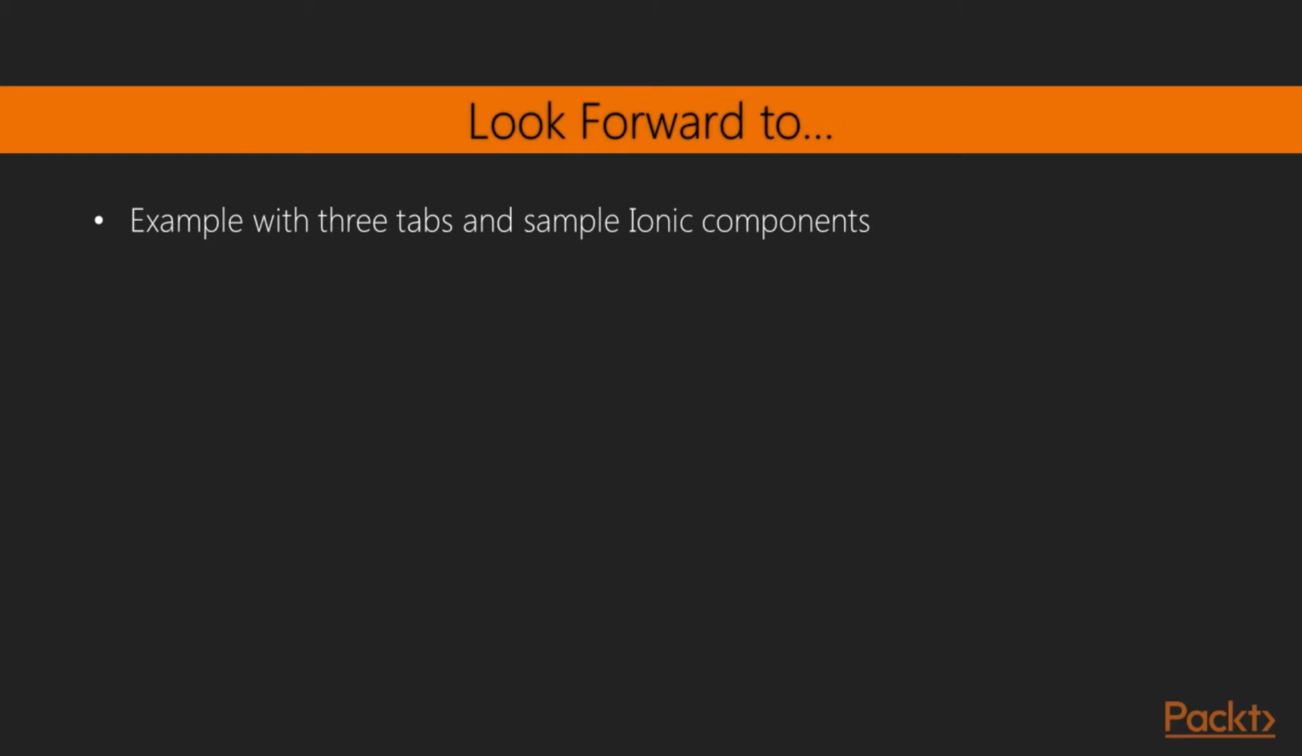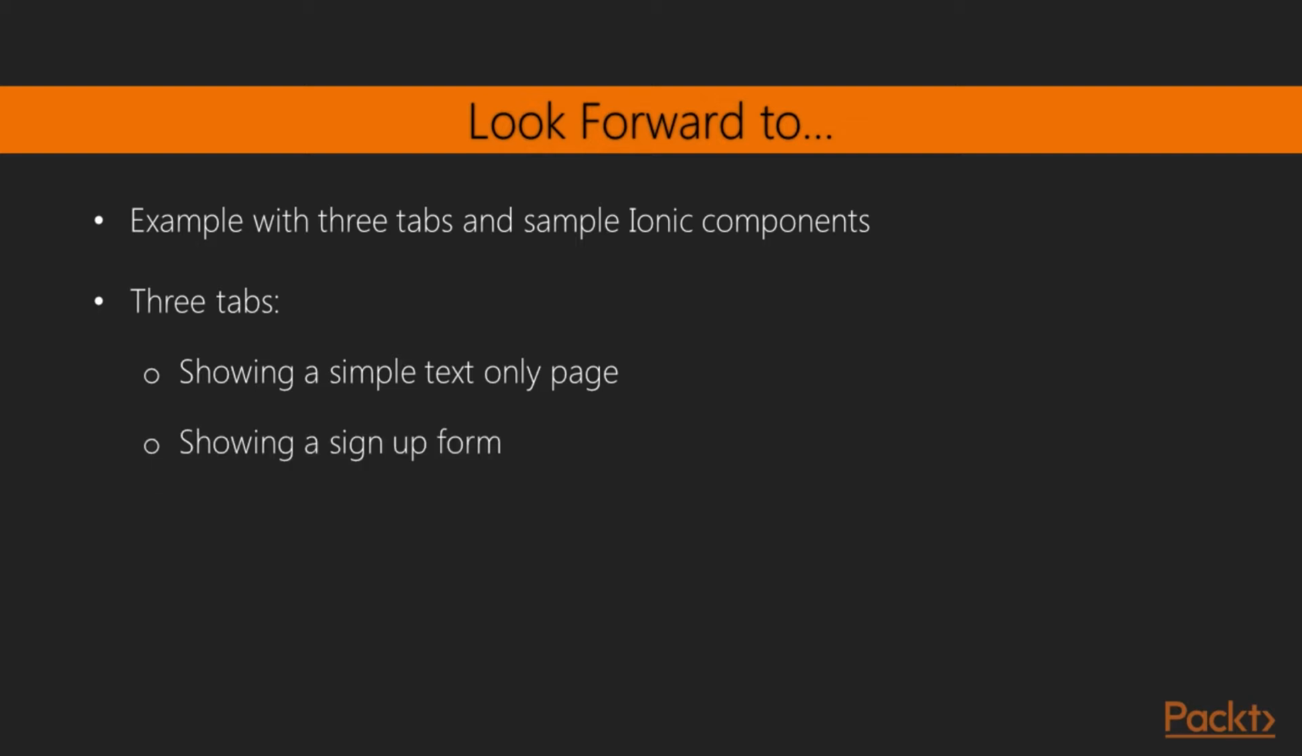The example used here is very basic, with 3 tabs and some sample Ionic components in each tab. This is a very common structure that you'll find in many apps. In this example, we'll build 3 test tabs as follows. First, showing a simple text-only page to explain where to fit the components. Second, showing a sign-up form. Third, showing a horizontal slider box.